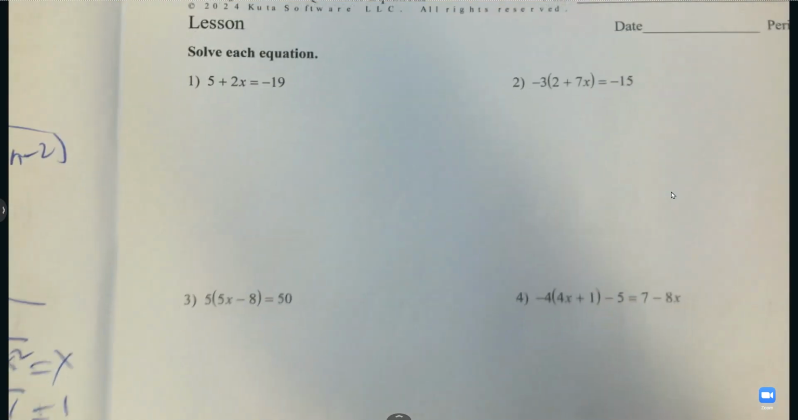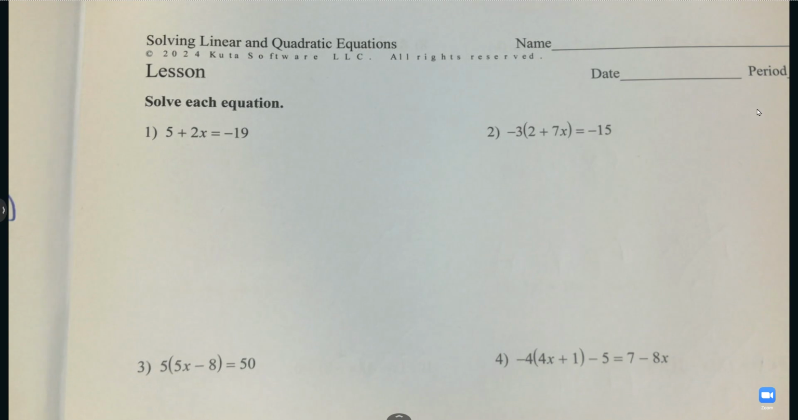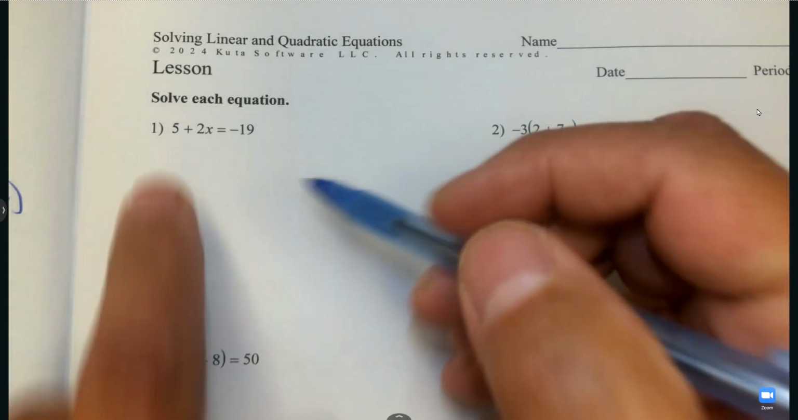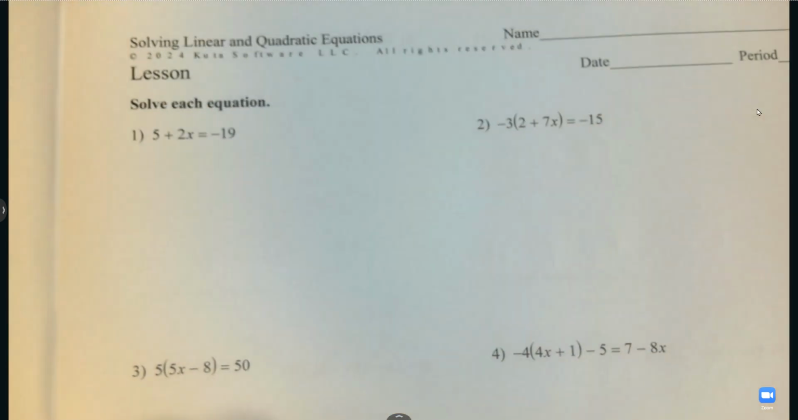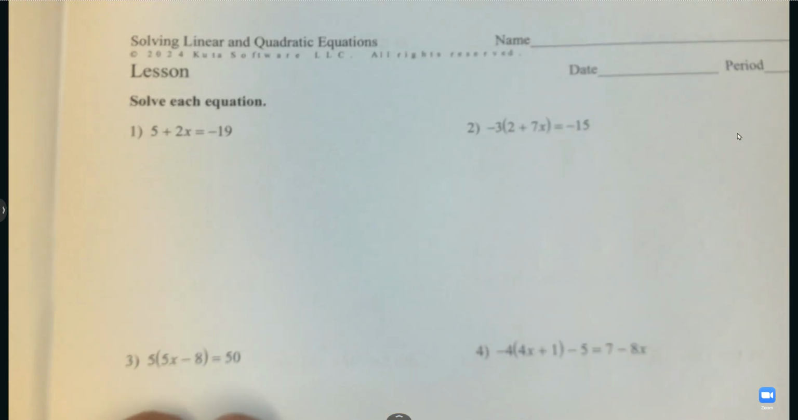All right, here's your lesson on solving equations. These are linear and these are quadratic equations. How can I tell which one's which? If I look at the variable x, what's the exponent on x? I don't see an exponent. That means it's 1, which means it's linear. It's just going in and out here.